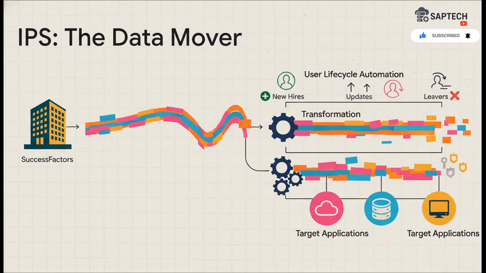So if we drill down a little bit on IPS, our data mover, its main job is to read all that employee data from a source system like SuccessFactors and then push it out to a target system. It automates the entire user lifecycle. So when a new employee is hired, their account is created automatically. When they leave, it's deleted. It can even transform data on the fly and assign permissions, which ensures everything is consistent everywhere.